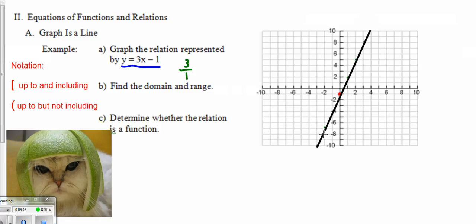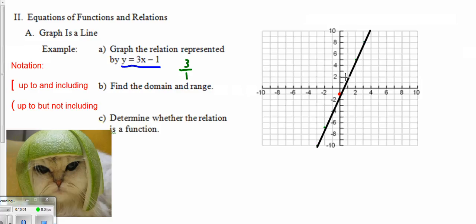Okay, this graph means, or this line is saying every point on this line counts for our relation. Now it might be kind of hard to write down every single point because a lot of these will have decimals in between there.